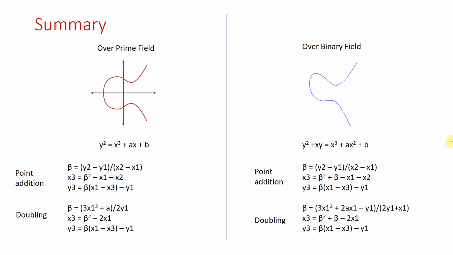And this is the summary. The left side states the Weierstrass transform, and the right side states the Koblitz curve equations. From now on, we have covered both the Weierstrass transform equations, formulas, and Koblitz curve calculations.